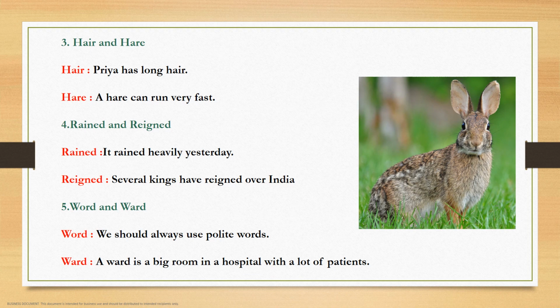So W-O-R-D, word, is a homonym for W-A-R-D, ward. Ward has several different meanings, but today I will tell you only one meaning, which is a hospital ward. A ward is a big room in a hospital with a lot of patients. So if you have seen a hospital, there is a big hall sometimes, and in that hall there are several beds. On those beds there are several patients. So that hall or that big room is called a ward.